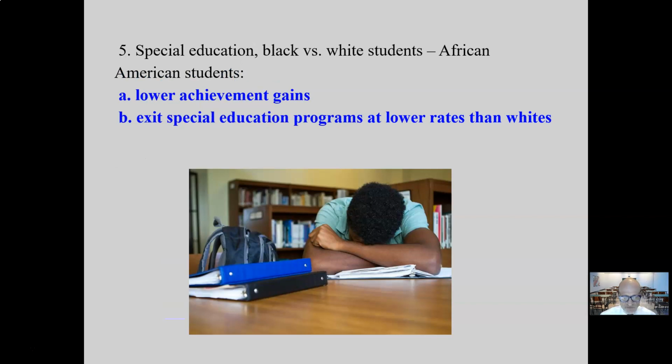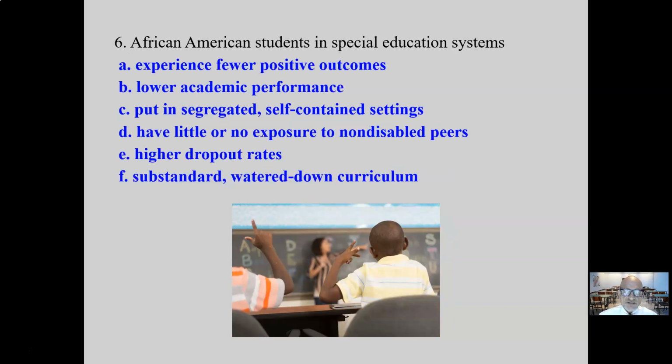When looking at special education, comparing black versus white students, once labeled and placed in a special education system, black students tend to have lower achievement gains and exit the special ed programs at lower rates. Same label, lower achievement, lower exit rates.